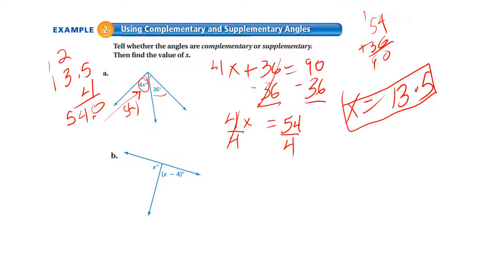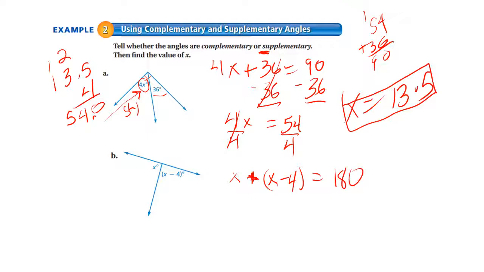Okay, last example that I'm going to do with you is letter B. Those are supplementary. If you have a hard time remembering whether supplementary means the 90 degree or the 180 degree, you can think of the fact that supplementary starts with an S, and two angles that are supplementary form a straight angle. So they both start with S. Let's go ahead and set this equation up. x plus x minus 4 is going to add up to 180 degrees.